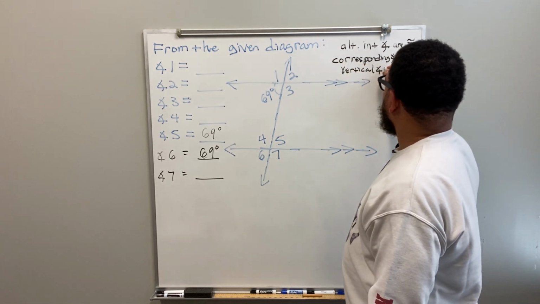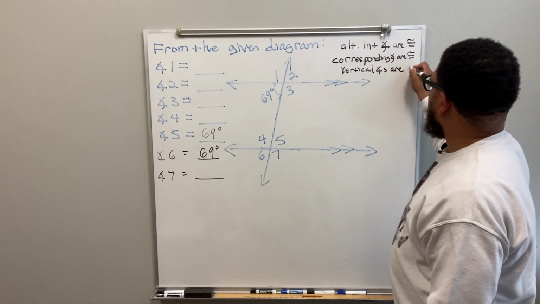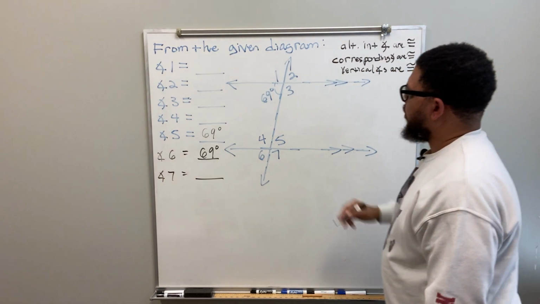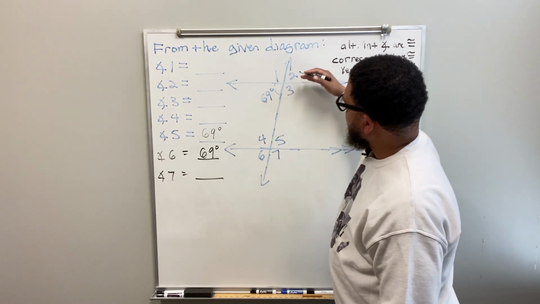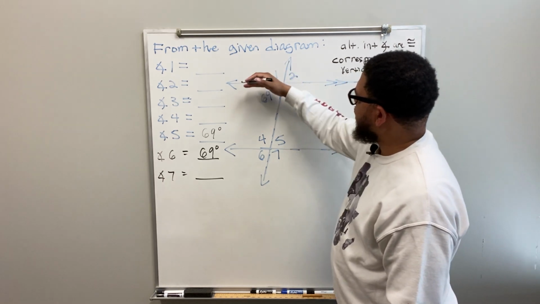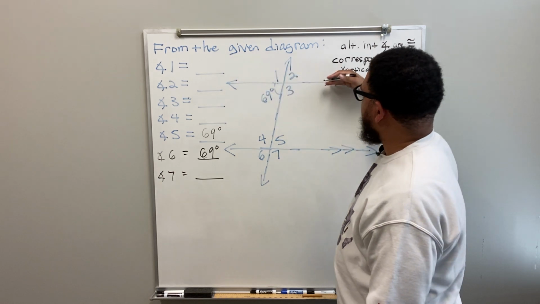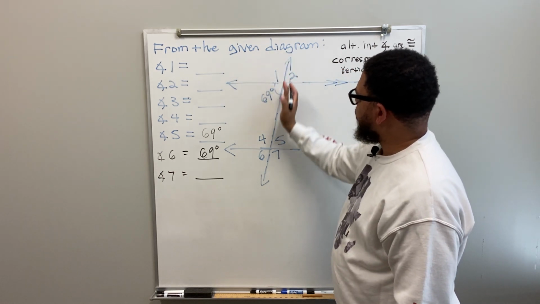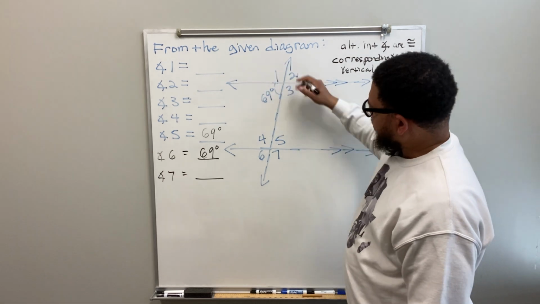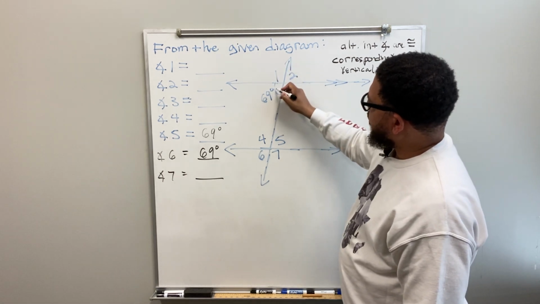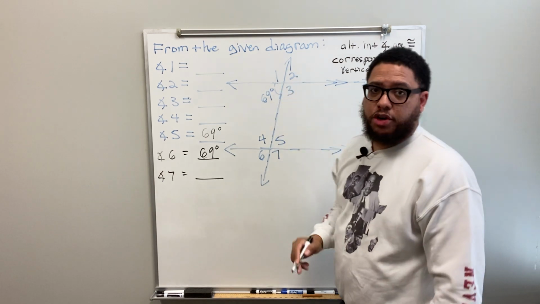Vertical angles. And vertical angles are congruent. Now, what are vertical angles? Vertical angles are angles that are across from each other when two lines or two line segments basically form an X. So you see how this line crosses with this line? This transversal crosses with this line right here. They form an X, right? And the angles that are across from each other are called vertical angles.